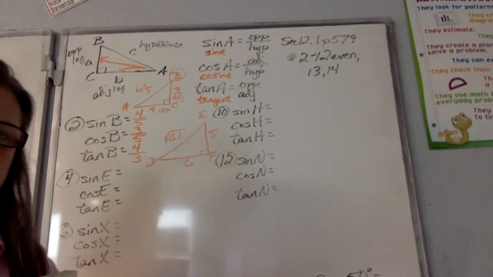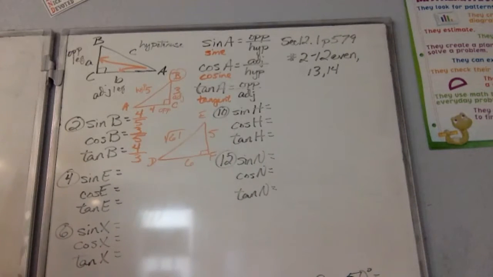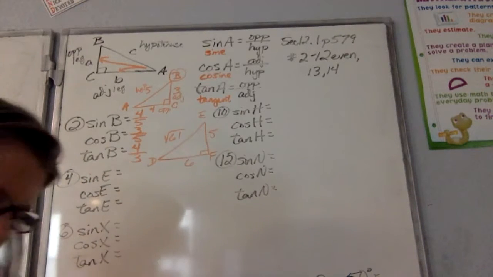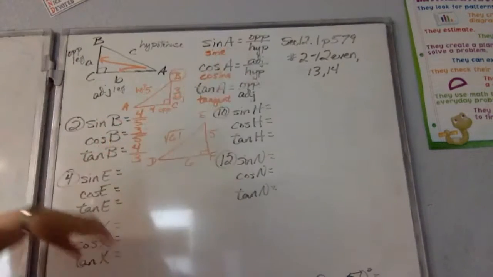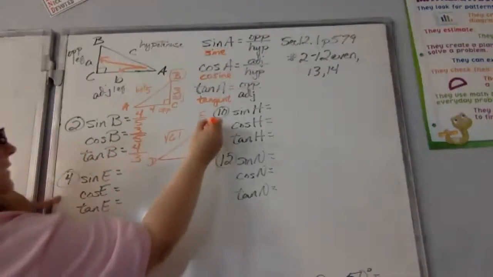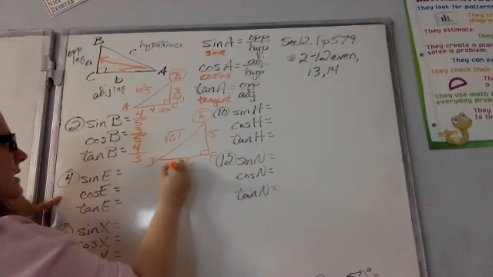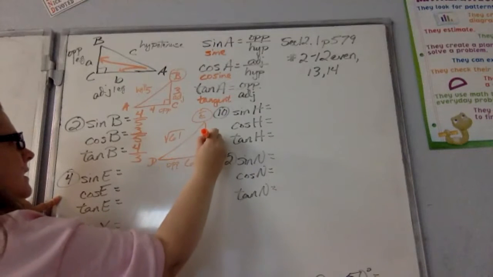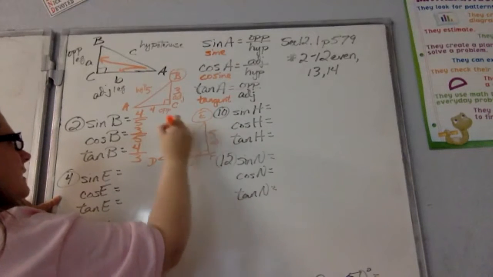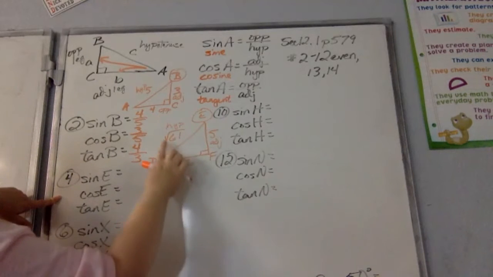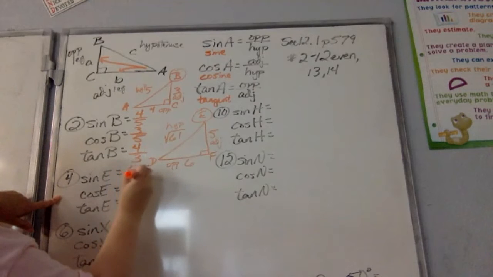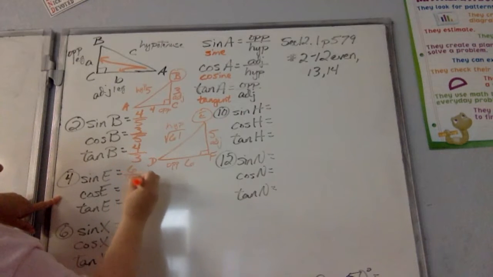All right, so we're still doing the same thing. We're doing our sine, our cosine, and our tangent. So sine is opposite over hypotenuse. So the side opposite of angle E, here's E. This is my opposite, this is my adjacent, this is my hypotenuse. So opposite over hypotenuse: 6 over square root of 61.